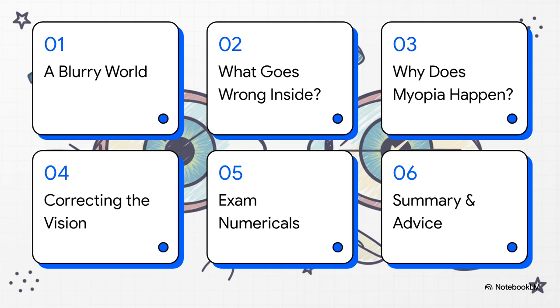First, we'll talk about a blurry world. Then, what goes wrong inside, followed by why does myopia happen? After that, we'll discuss correcting the vision, tackle some exam numericals, and finally, we'll have a summary and final advice. This will help us understand the concept thoroughly.